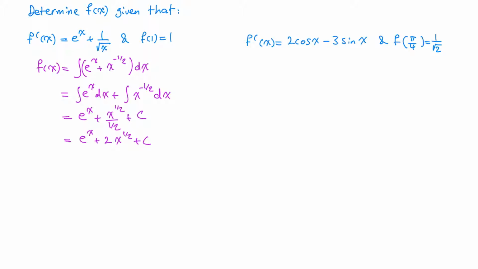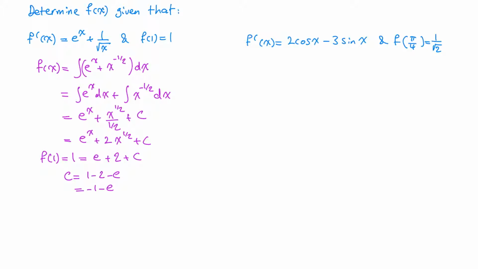So now I have to use the information that I have to find my c value. So I have the function value at x is equal to 1. So I know that f of 1 is equal to 1, and that is equal to e to the 1, which is just e, plus 2 times 1 to the exponent 1 over 2, which is just 1. So I'll leave this as 2, plus c, meaning that c is equal to 1 minus 2 minus e, which is equal to negative 1 minus e.